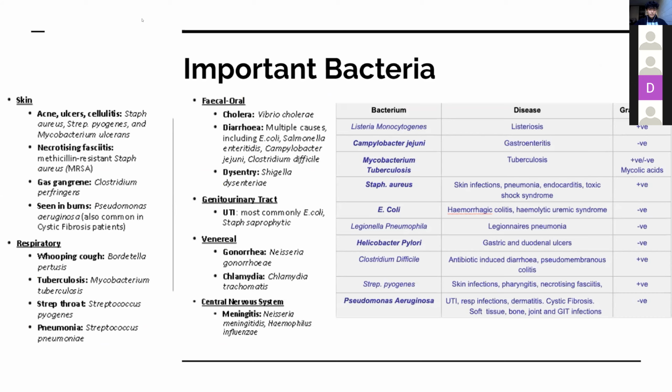The rest of it, you can pretty much get away without knowing. Maybe you probably need to know meningitis and Helicobacter pylori. Yeah, I pretty much listed them all, but don't worry too much about it. Okay, let's move on to the next slide.